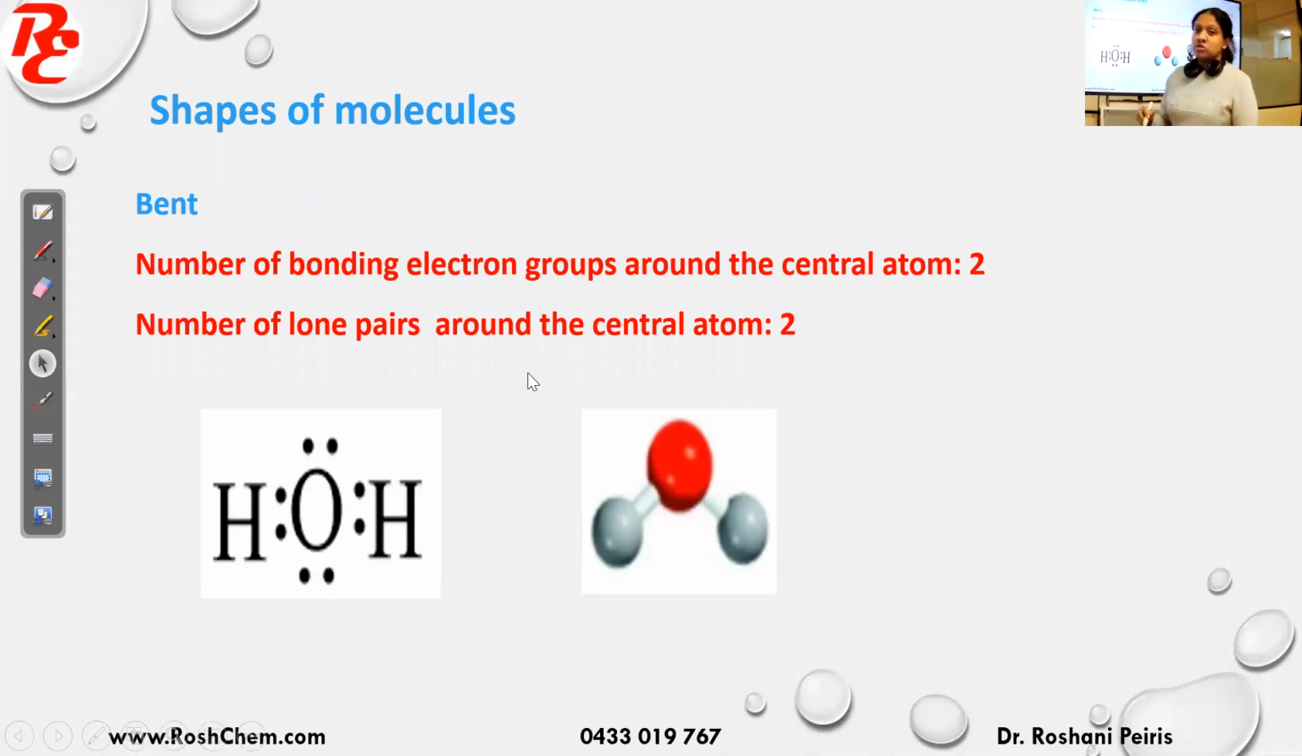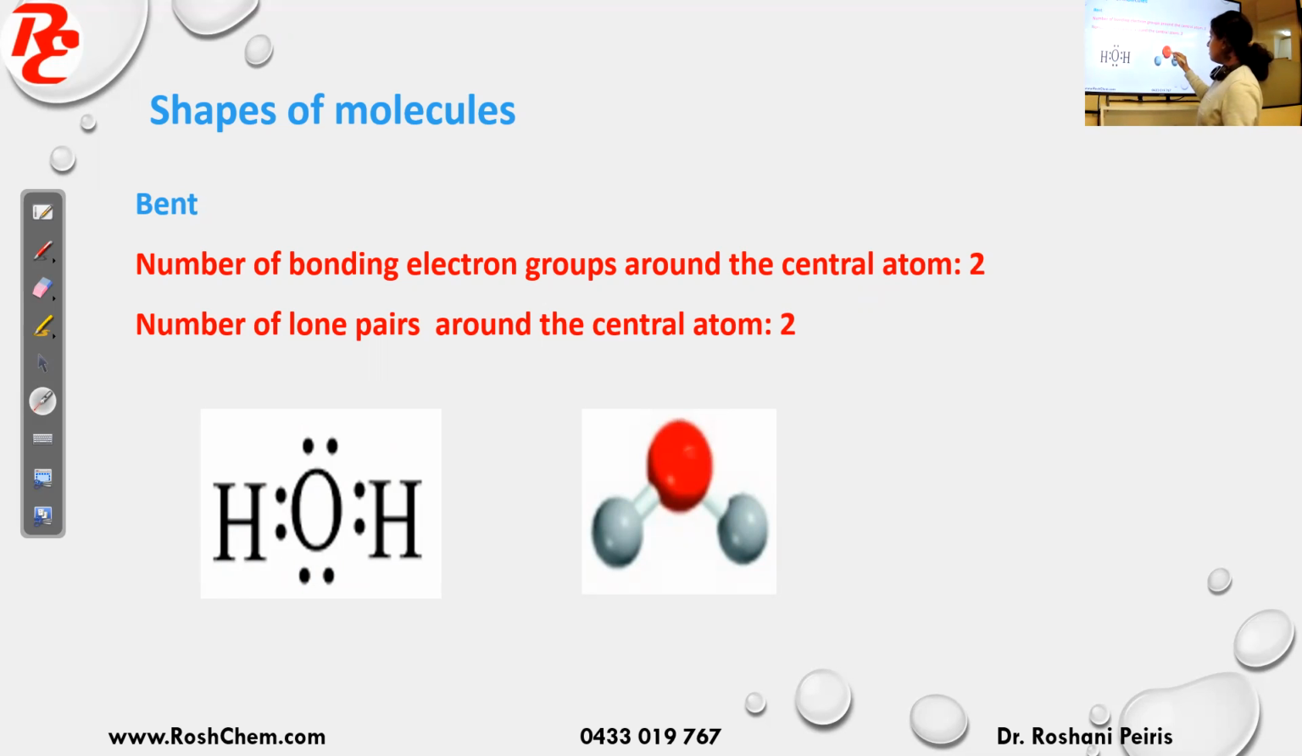Okay, the last shape is called bent. To have bent shape, we should have 2 and 2, which means around the central atom you should have 2 groups, and also the central atom must have 2 lone pairs. So you can see this is the central atom, which got 2 hydrogens, and also the central oxygen got 2 lone pairs. So that makes the shape bent, or else we also say V shape.